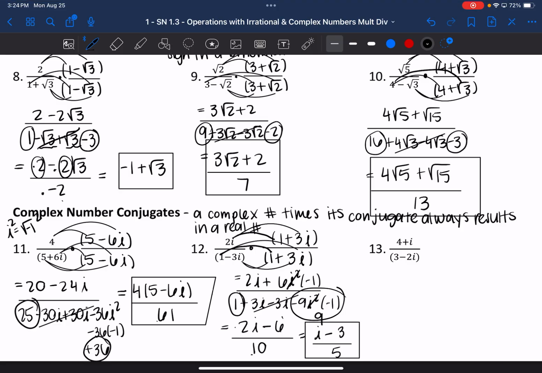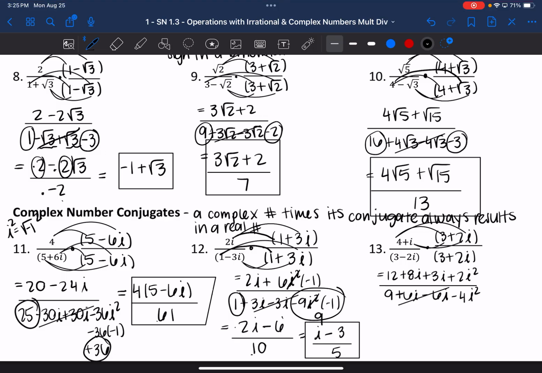All right. Okay. And then last one, again, we are going to multiply by that conjugate, which in this case is going to be 3 plus 2i. All right, so in the numerator, I got 4 times 3, and I got 4 times 2i, and I got i times 3, and i times 2i. All over that denominator, which is going to be 9 plus 6i minus 6i minus 4i squared.